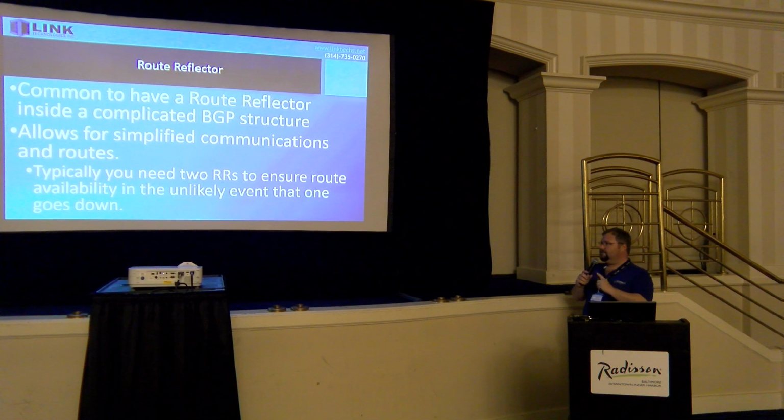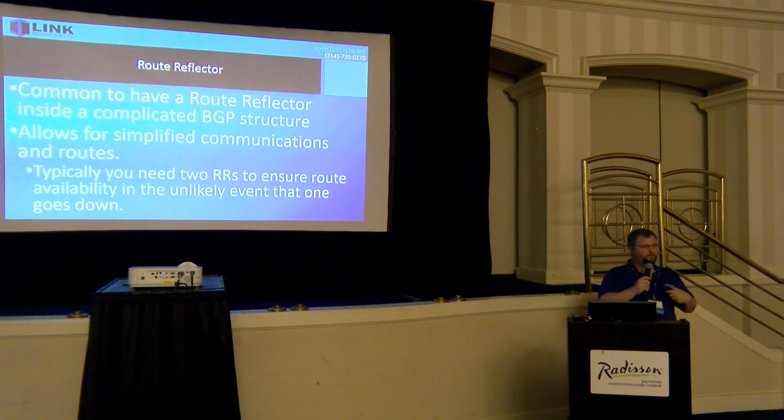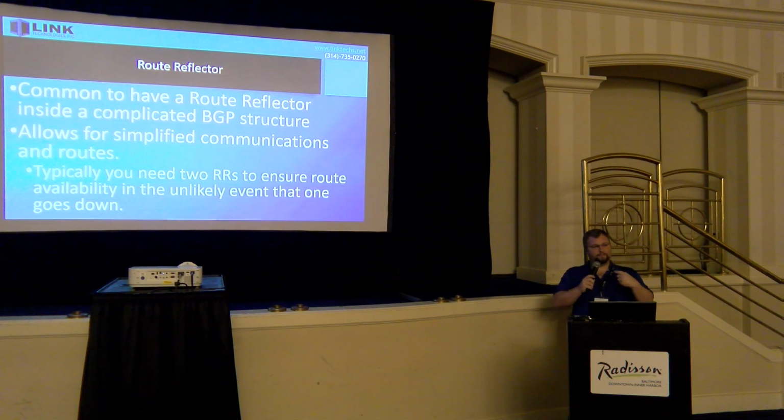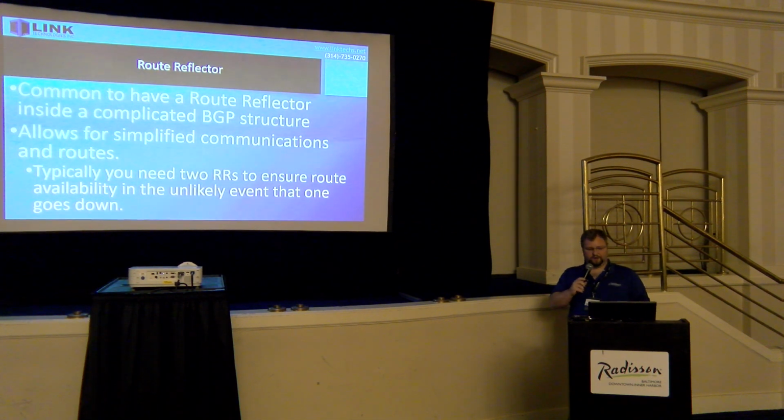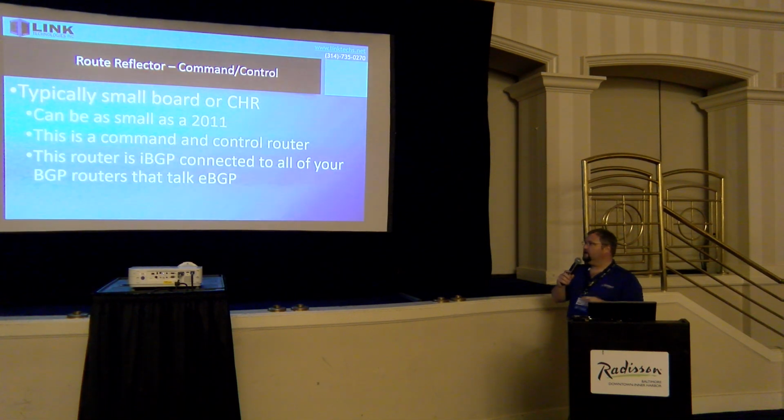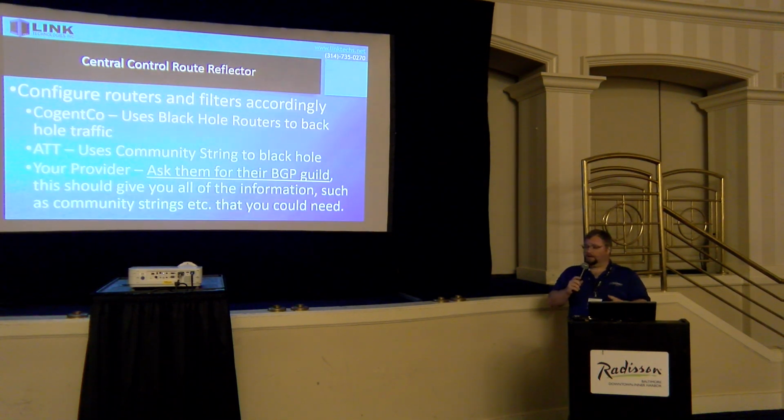Something else that we have used these route reflectors for is we actually do all of our advertisements on a centralized route reflector, so that if our iBGP session goes down from that centralized route reflector to our edge device, now our edge device stops announcing our prefixes. That can be helpful in some cases and it can be detrimental to others. So you have to have very specific examples of needing that. Again, as I said, we have used small CHRs, 2011s, etc. Now what we do is we configure our routers and filters accordingly.